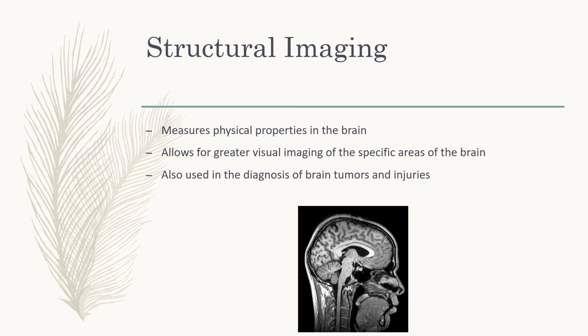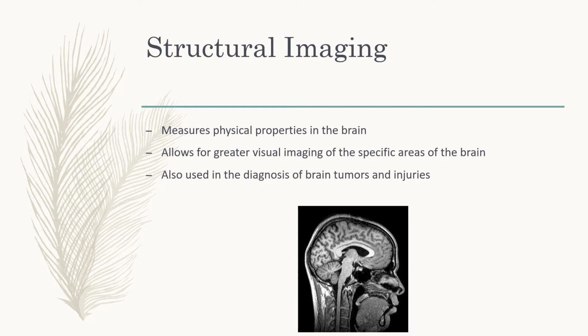All right, today we're going to be talking about two types of imaging. Before, we talked about electrical brain scans, but now we're going to be talking more about pictures. So there's two types of imaging, structural and functional. And we're going to talk about structural first here.